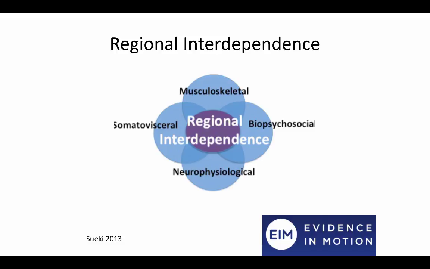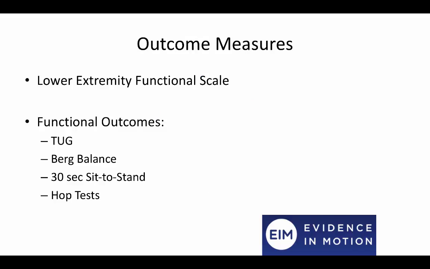As far as outcome measures, most of you guys are using the lower extremity functional scale or FOTO. Those are great self-reported outcomes to use. Make sure you know what the MCID is there so you can tell whether you're making a significant change. And then using functional outcomes as well. Things that are more objective, the timed up and go, Berg balance, 30-second sit to stand, or hop test.